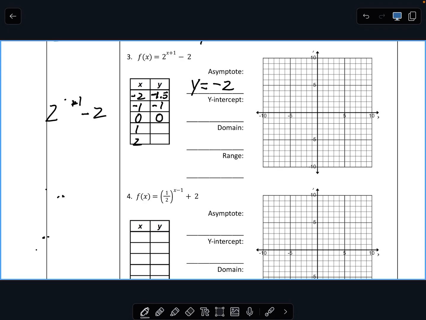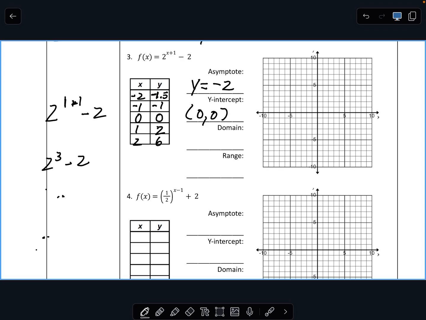So I'll have 2 to the second minus 2, so 4 minus 2. I will have 2. And then I'm going to have 2 to the third. So 2 times 2 is 4, times 2 is 8, minus 2. And I will get 6 here. Okay? So your y-intercept is 0, 0.